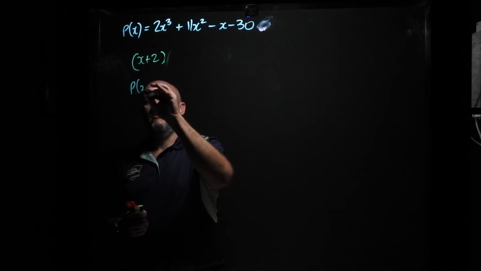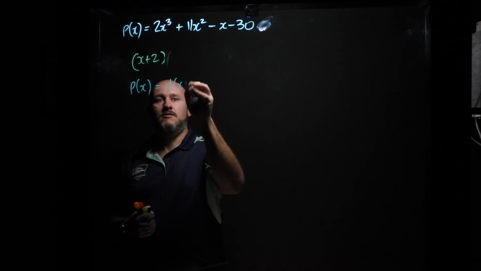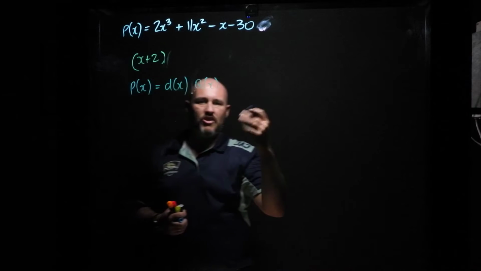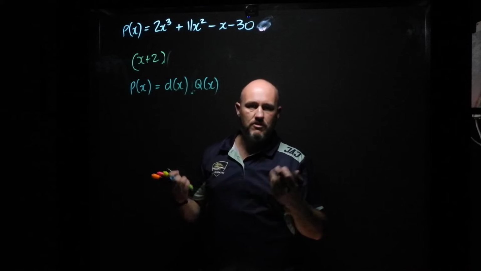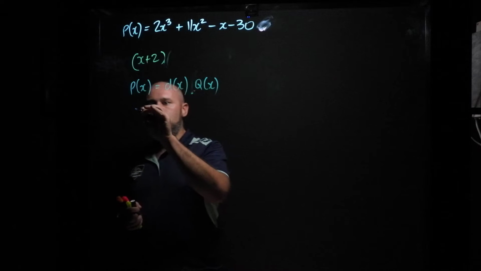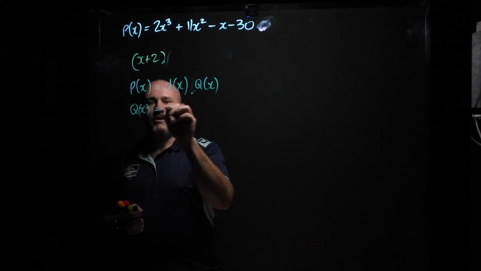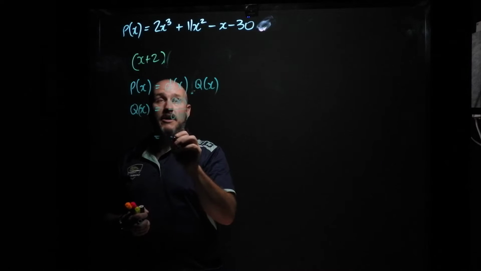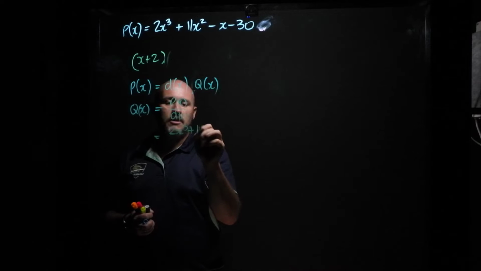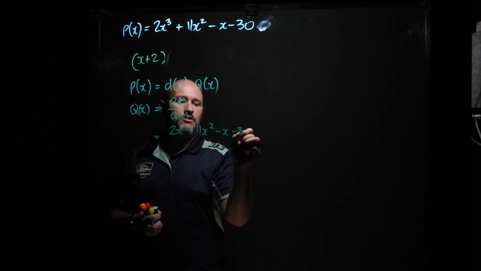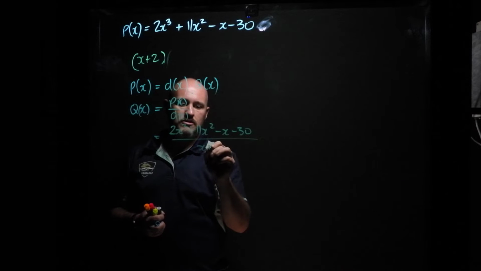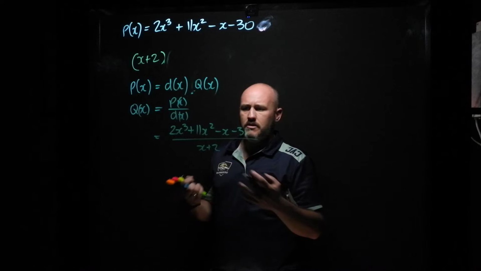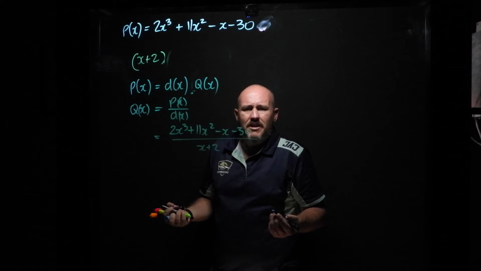Remember, P of x is equal to D of x times Q of x, and then plus R of x, but we know there's no remainder in this case because we used the factor theorem. Now if I divide through, that means that Q of x is equal to P of x over D of x. So I'm going to write that out as 2x cubed plus 11x squared minus x minus 30 over x plus 2. If I do that division, I'll get my Q of x, which will be some quadratic. So I need to know now, how do I divide polynomials?